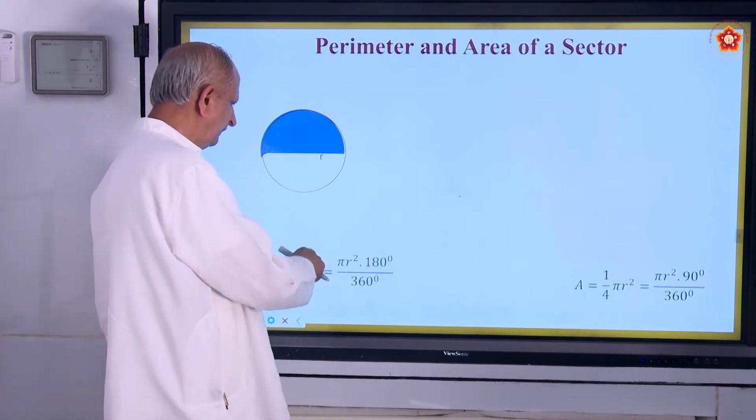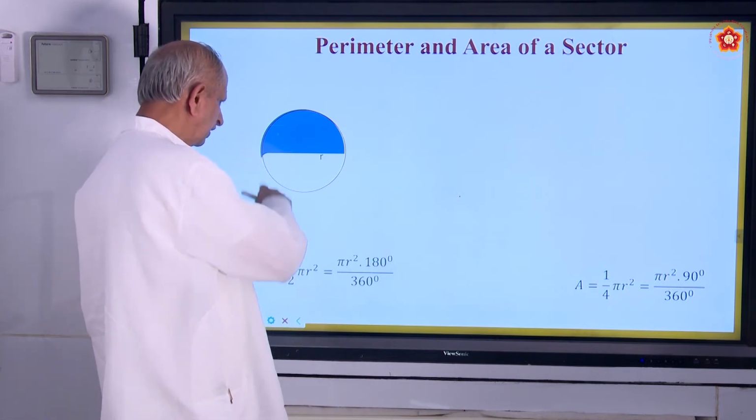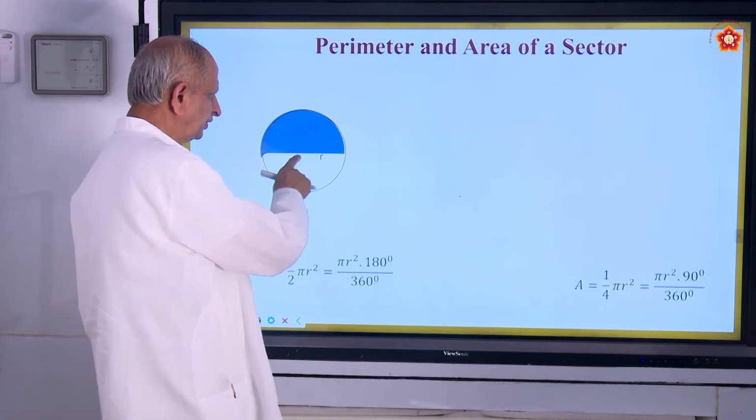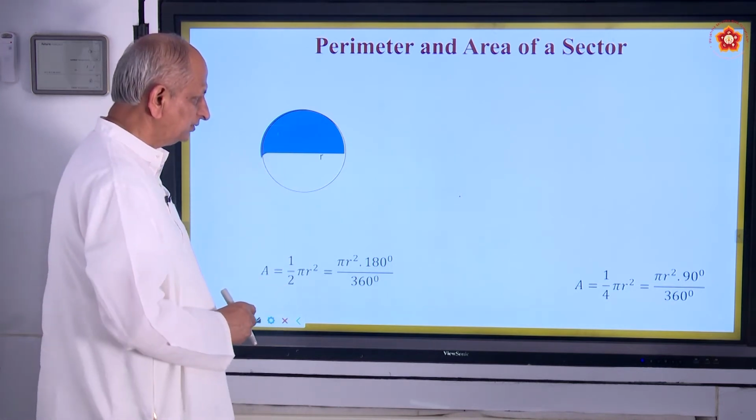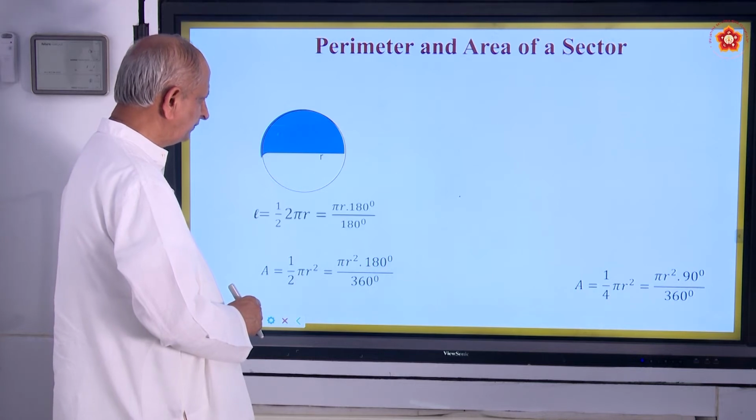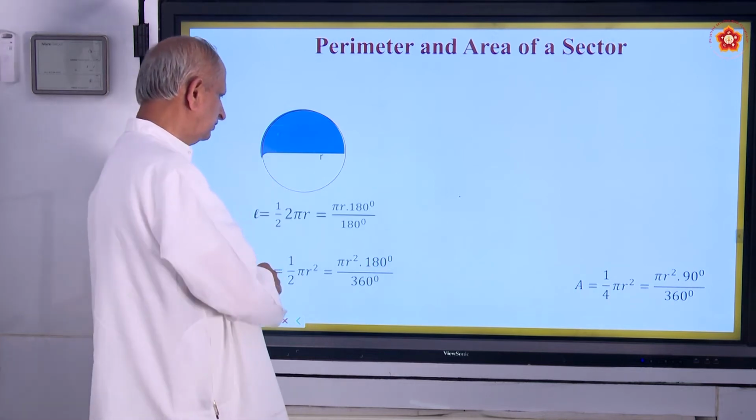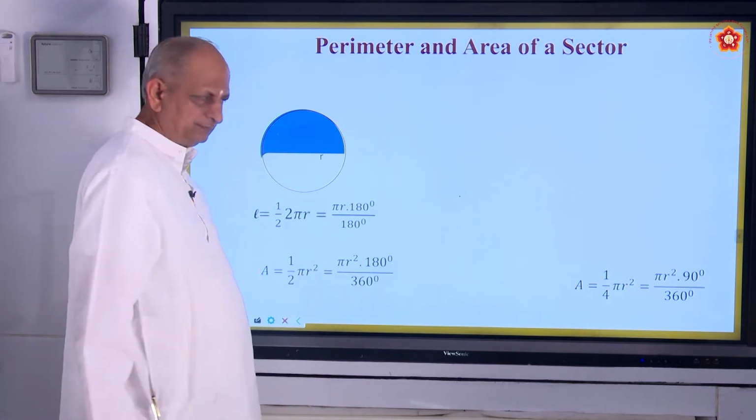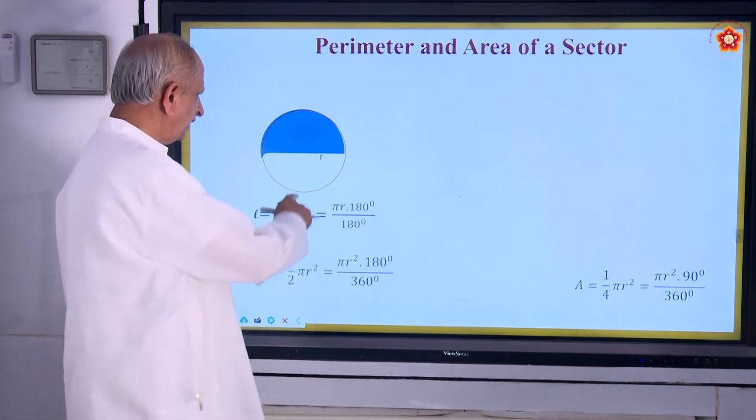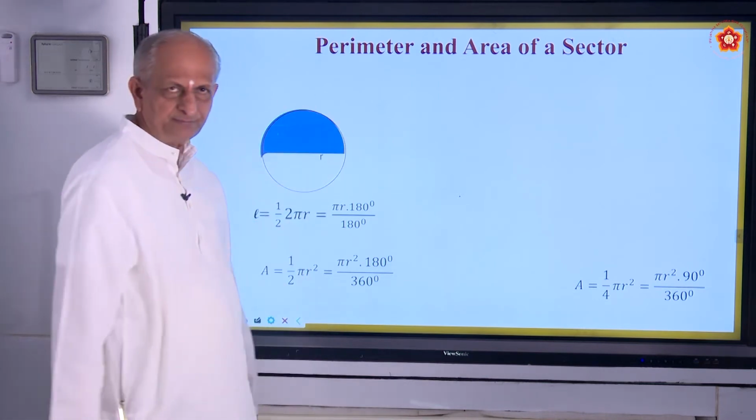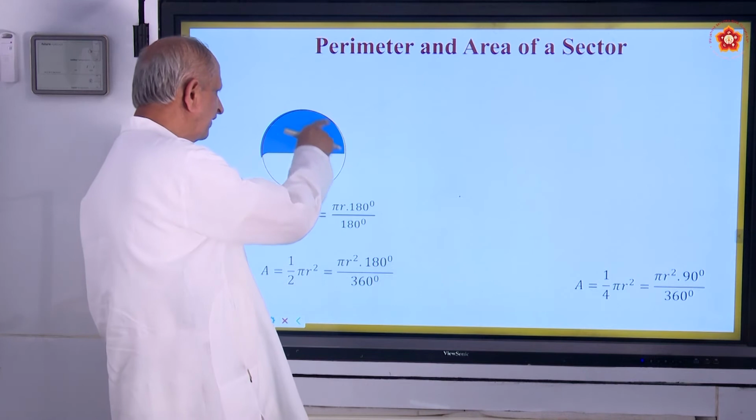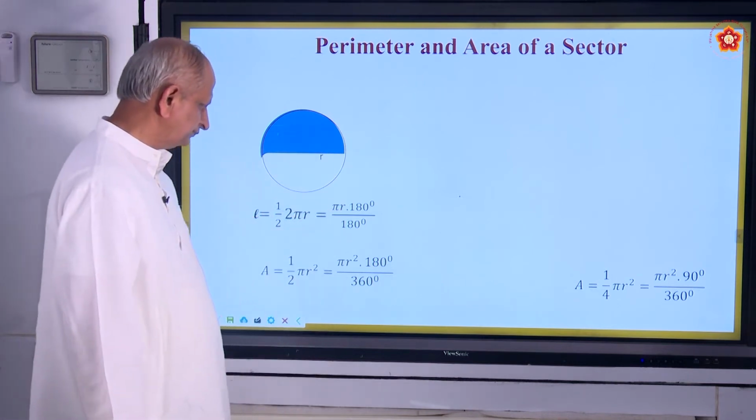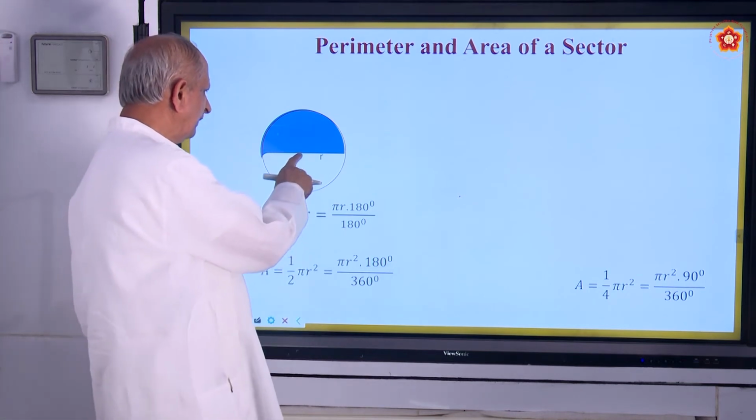So, half pi r square means total angle is 360, when you divide by it becomes 180. So, that is the area of a semicircle, and length of the semicircle will become half of 2 pi r. For the 2 pi r is the circumference. Semicircle means half of that, that will be pi r. So, angle will be 180 degrees here.